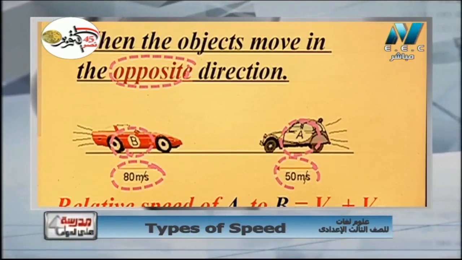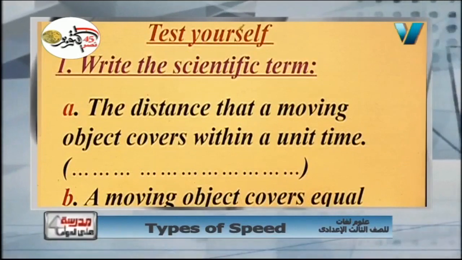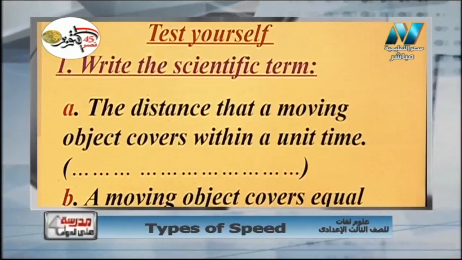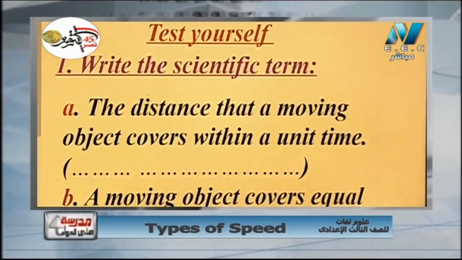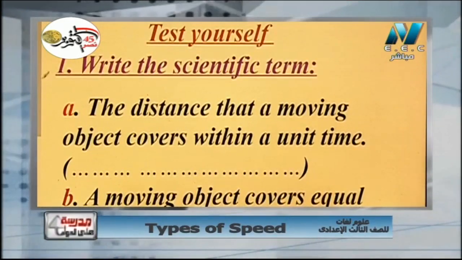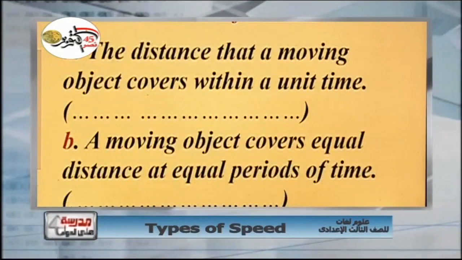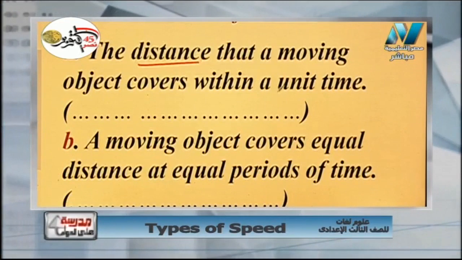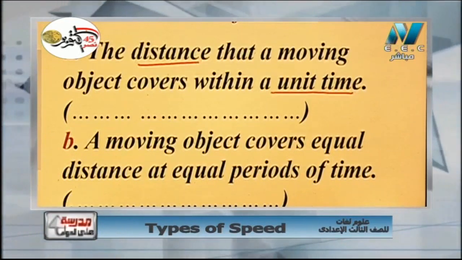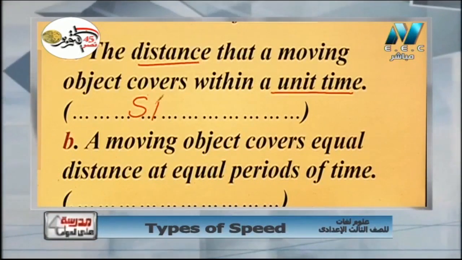Okay? Now test yourself, because we finished the first lesson. Thank God, we finished the first lesson. The first question says: write the scientific term for the distance that a moving object covers within a time unit. We have here distance and we have time. So we talk about speed.